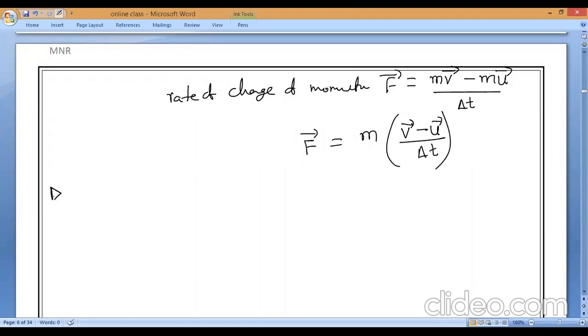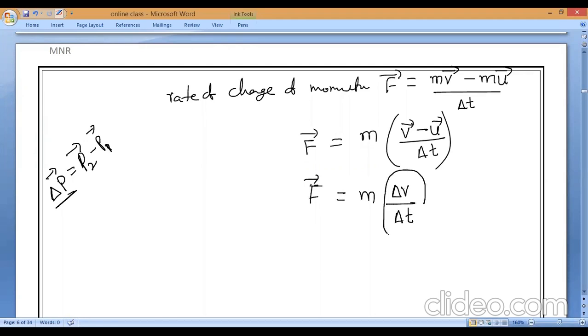Now, please tell me, change in momentum I can represent with delta p. Delta p is equal to final momentum minus initial momentum. In the same way, final velocity minus initial velocity we can represent as change in velocity. So M into delta v, change in velocity. Yes or no, Hari? So delta v divided by delta t, that is what we can say.